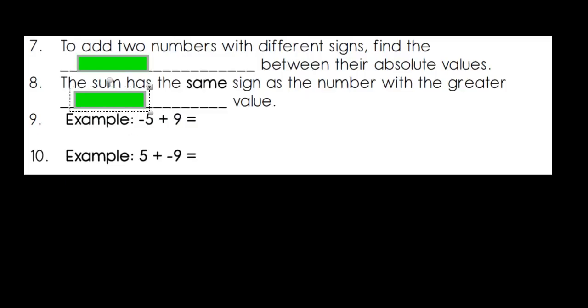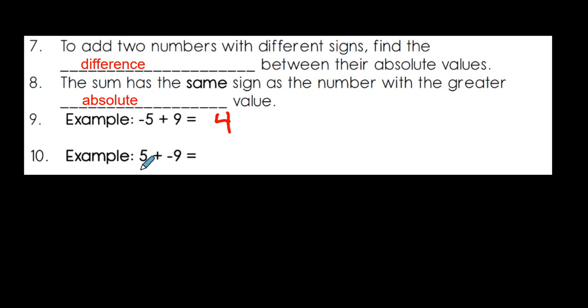So to summarize, to add two numbers with different signs, find the difference between their absolute values. The sum has the same sign as the number with the greater absolute value. So here, negative 5 plus 9, we're going to have a positive answer because the 9 has a greater absolute value. So we have to find the difference. 9 minus 5, as we know, is 4, and we are going to have a positive answer, so it's simply 4.